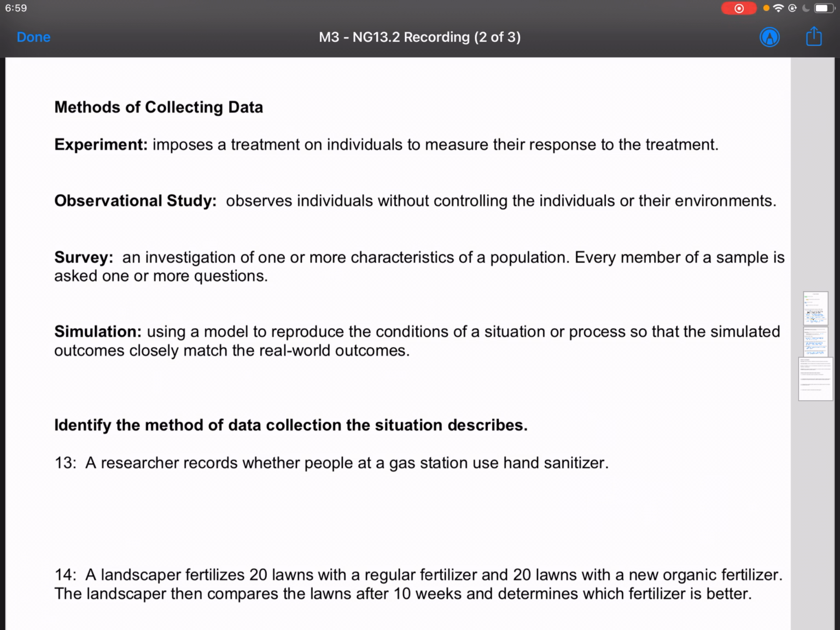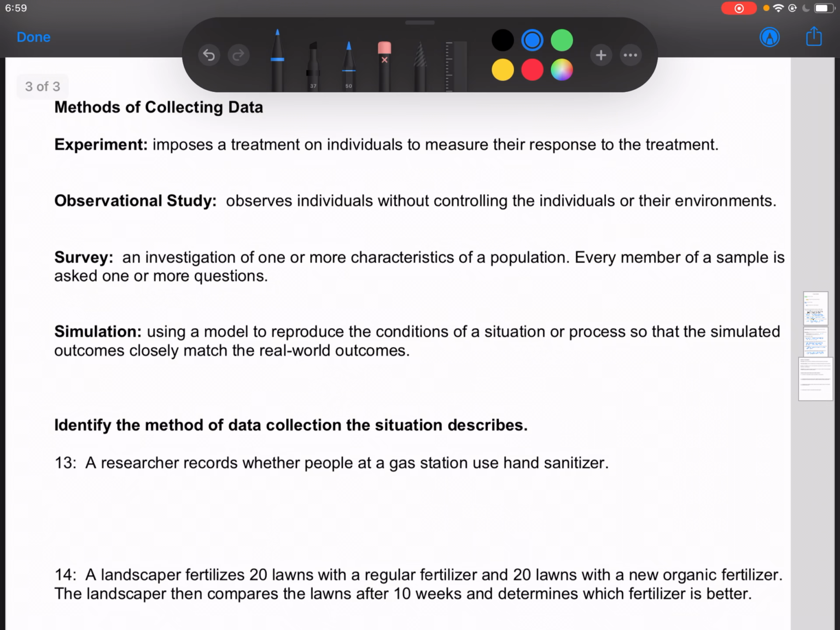So right here, I'm going to go ahead. I've already typed out the definitions once again, but here are the 4 types, or at least the 4 types we're going to talk about in this class of how to collect data. So one way you can collect data is through an experiment. An experiment always means you're imposing some sort of treatment on individuals.